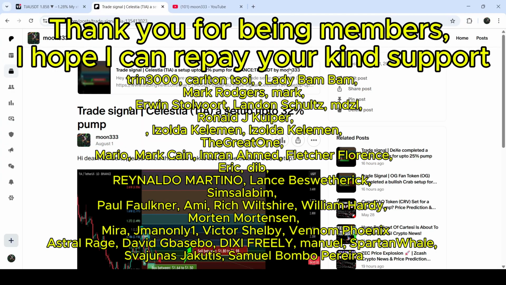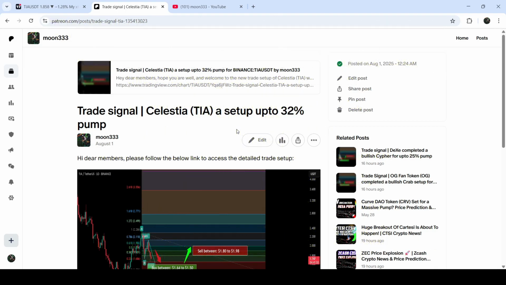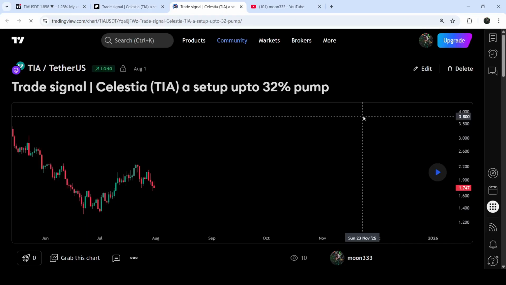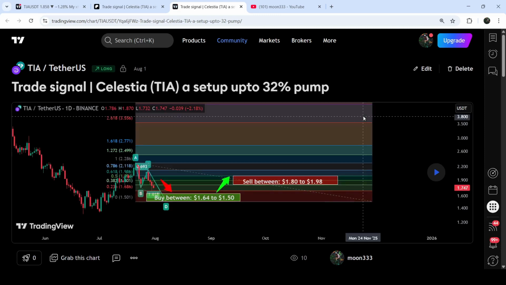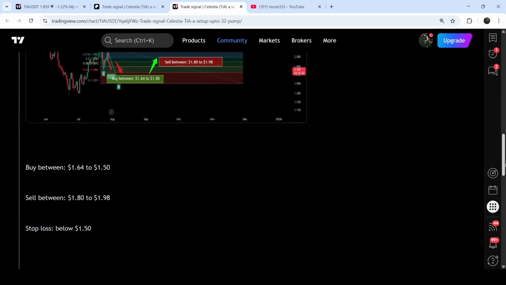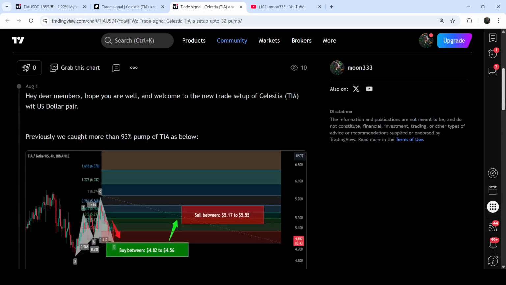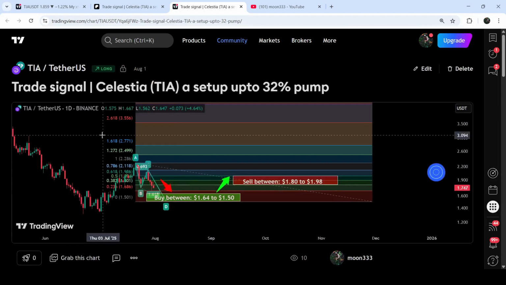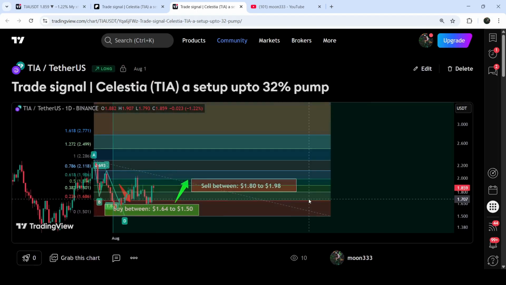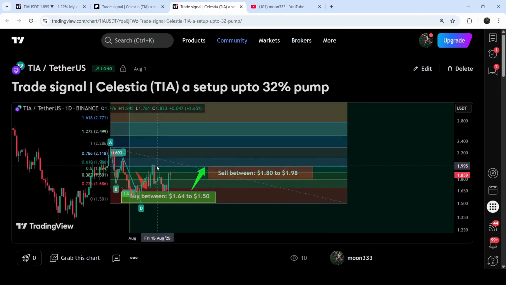And first of all, let me begin with my most recent trade signal for TIA that I shared on 1st of August 2025 with my members. And that was a bullish AB equal to CD move that TIA was completing on a daily time frame chart with the US dollar pair. And this was a complete trade setup, a buying zone, sell target zone, and the stop loss. And now if I play this chart, you can see that the price line dropped more down and entered the buying zone here. Then we had a very nice reversal and the price line rallied beyond the sell target zone. So far, it has pumped almost 30%.